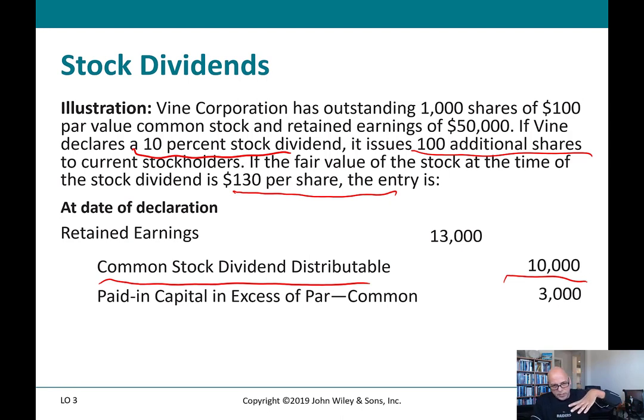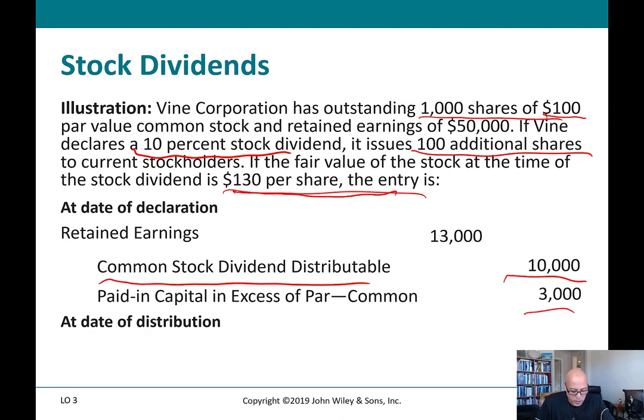In effect, declaring a stock dividend does what? It has no effect on my stockholders' equity at all. My retained earnings comes down, my common stock distributable and my paid in capital in excess of par common come up, for the difference between the par of the stock. The par was $100 and the market value was 130, so I credit the common stock distributable at the par. The amount over par goes into my paid in capital, right?